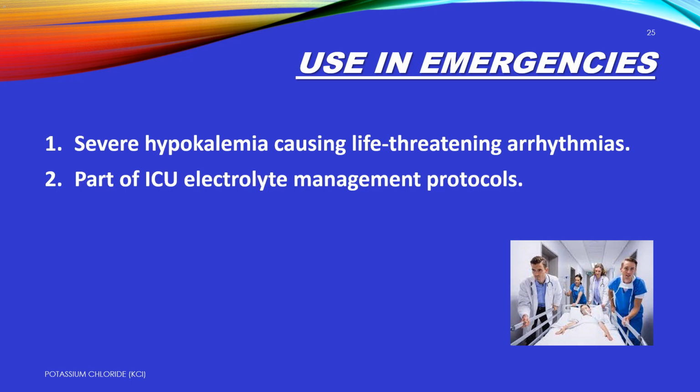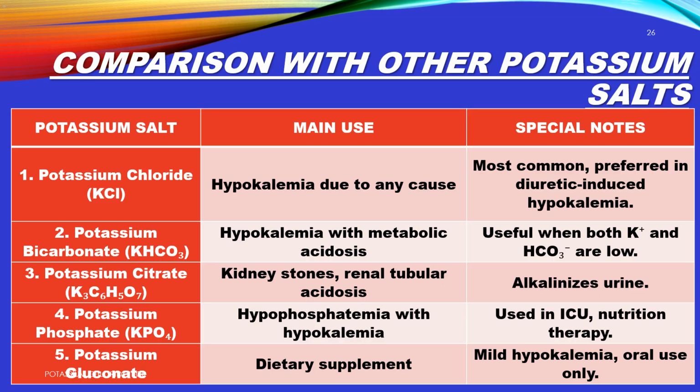1. Severe hypokalemia causing life-threatening arrhythmias. Potassium chloride is used in emergency situations to rapidly correct severely low potassium levels that can lead to life-threatening heart rhythm disturbances. 2. Part of ICU electrolyte management protocols. In intensive care units, potassium chloride is an essential component of electrolyte management protocols, helping to maintain stable potassium levels and support critical care. Comparison of potassium salts.